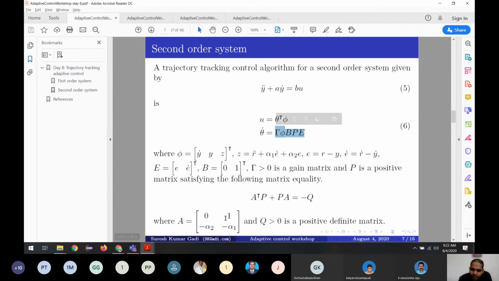So we see A is a 2 by 2 matrix. So P is also a 2 by 2 matrix, and Q is also a 2 by 2 matrix. And the additional information we know is that Q and P are positive matrices.